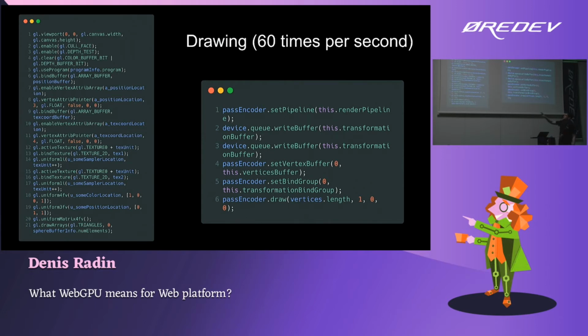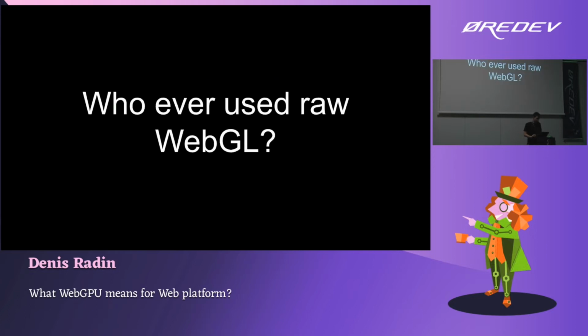So yeah, this is the code that draws, I think it was a textured triangle, every frame for WebGL, and this is for WebGPU. Whoever used raw WebGL? 1, 2, 3.